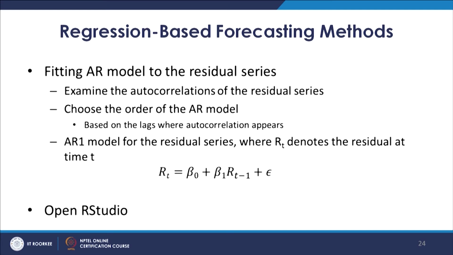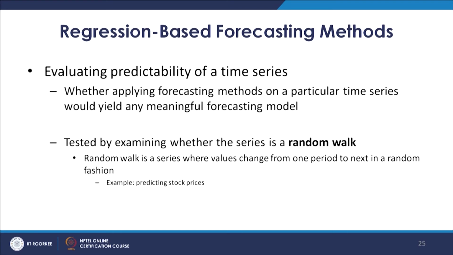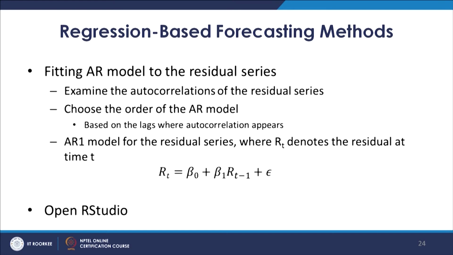For the AR1 model, if we denote R_t as the residual series, then we can write it in this fashion: R_t = beta 0 + beta 1 R_(t-1). So, in this fashion we can write the AR1 model. Similarly, other models can also be written in a similar fashion. What we are going to do is open RStudio and do an exercise to understand a bit more about autoregression.